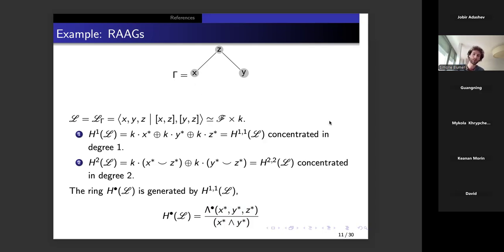In general, we will see that this is a general phenomenon for right-angled Artin Lie algebras, and the presentation is always of this kind. But anyway, we see that the whole cohomology ring is generated by all the elements of degree 1.